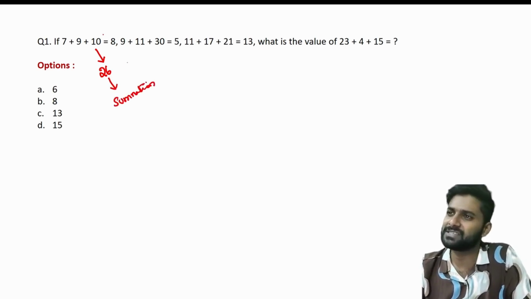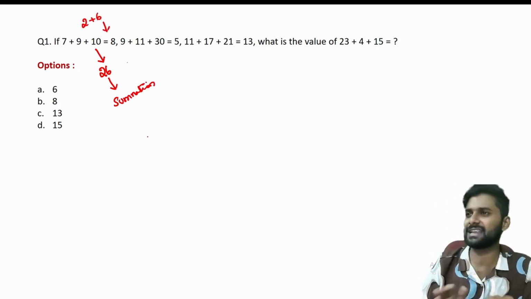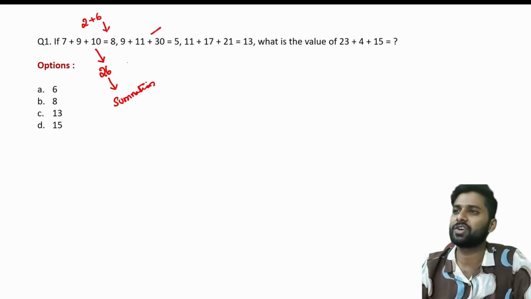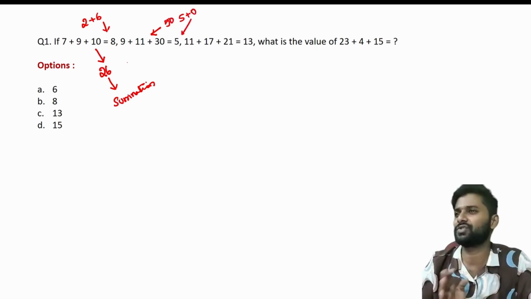Summation means here 2 plus 6 is exactly equal to 8. So let's check whether it is the right logic or not. The sum of all these numbers is exactly equal to 50. So here 5 plus 0 is exactly equal to 5. So you can crack the logic.